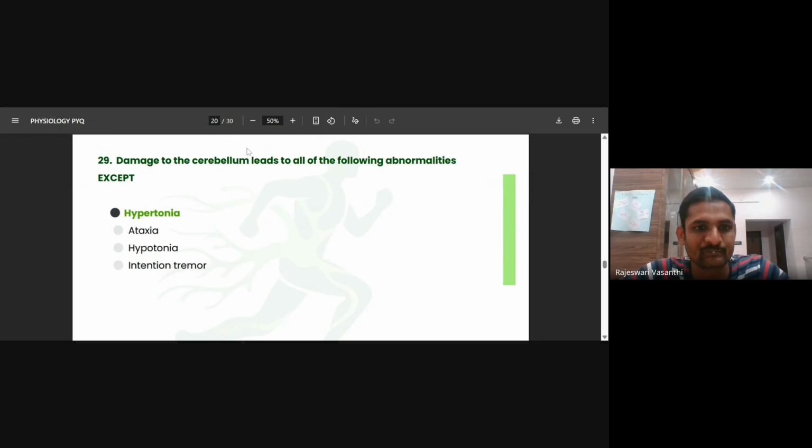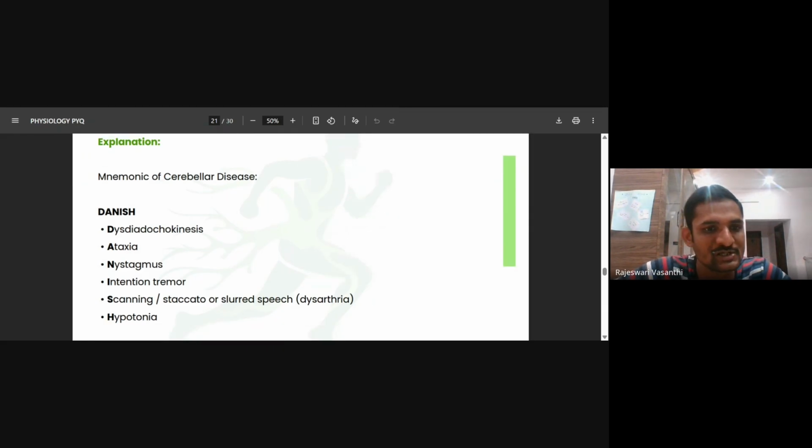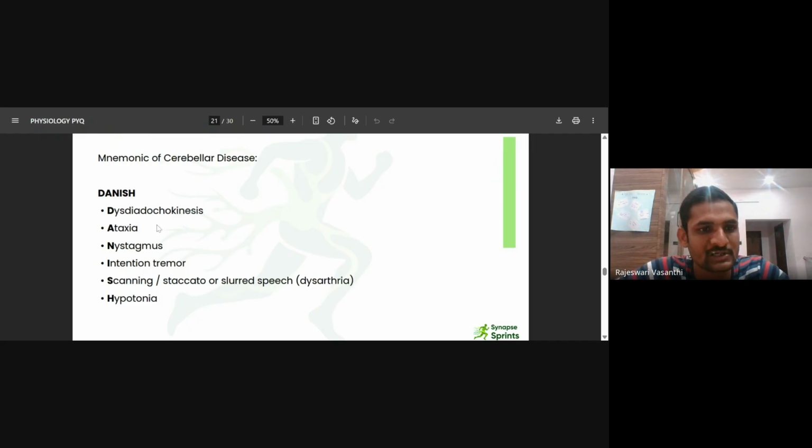Whenever there is a cerebellar lesion, it will result in hypotonia. Very, very important, hypotonia on the same side. There is a mnemonic for cerebellar disease; you can remember it as DANISH. D stands for dysdiadochokinesia, A for ataxia, N for nystagmus, I for intentional tremor, S for scanning speech or staccato speech or slurred speech, H for hypotonia.